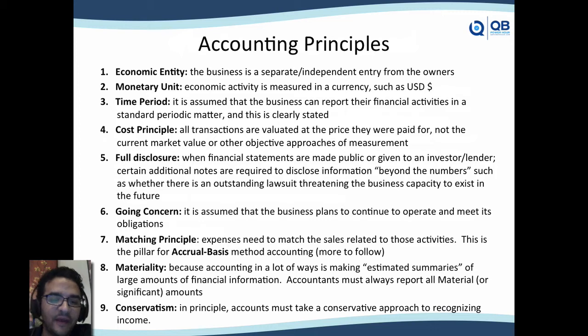Ninth principle is conservatism. Conservatism means that accountants will take a conservative approach to recognizing income. That means that if there's a tiebreaker where the accountant is not sure if that income should be recognized now or later, then the tiebreaker would be, let's be conservative, let's recognize it later.